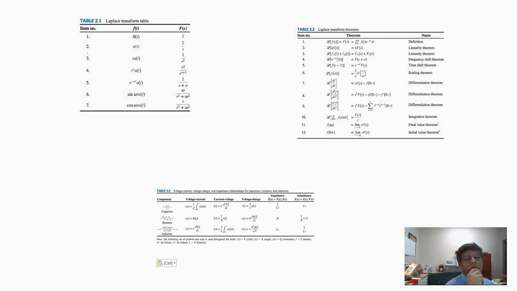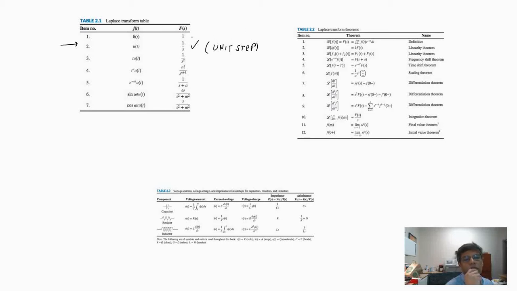If you see a unit step function, like you see in item number 2, the Laplace of that is always going to be 1 over s. This is called the unit step. So the Laplace for the unit step is 1 over s.